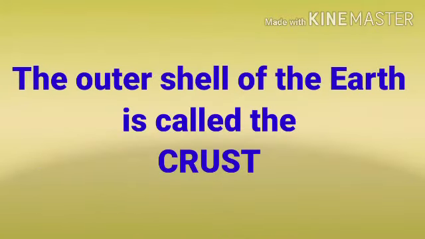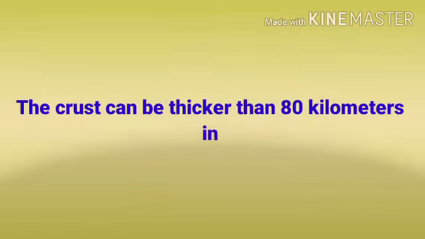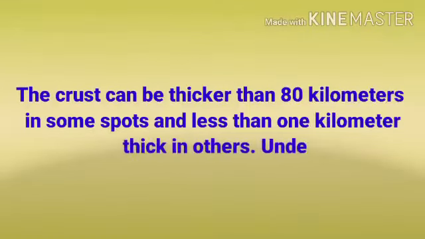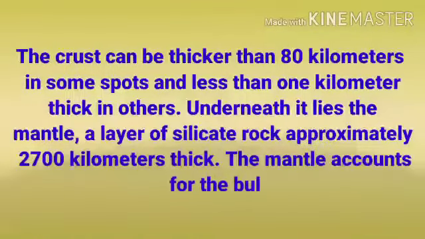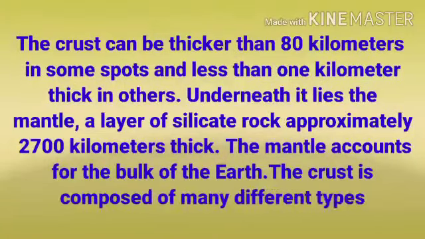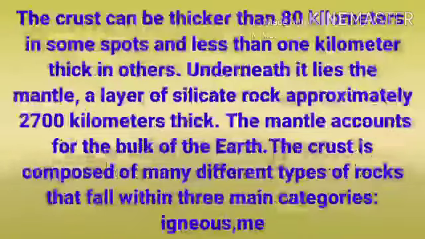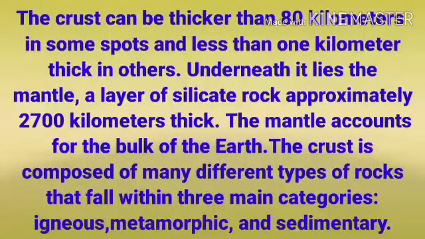The crust makes up the outermost solid shell of our planet. In relative terms, its thickness is like that of the skin of an apple. It amounts to less than half of 1% of the planet's total mass, but plays a vital role in most of Earth's natural cycles. The crust can be thicker than 80 kilometers in some spots and less than 1 kilometer thick in others.